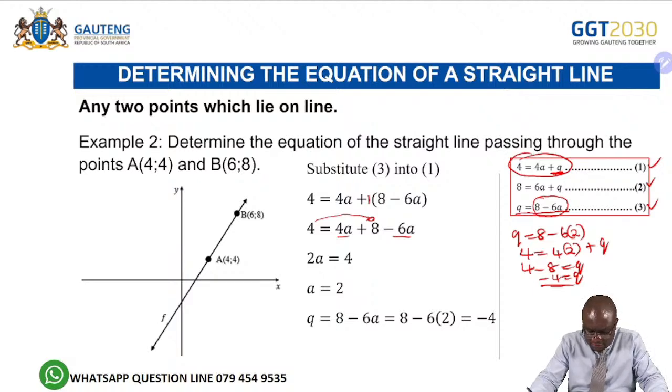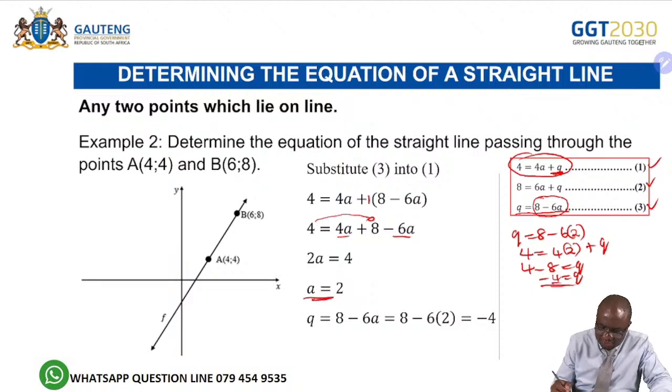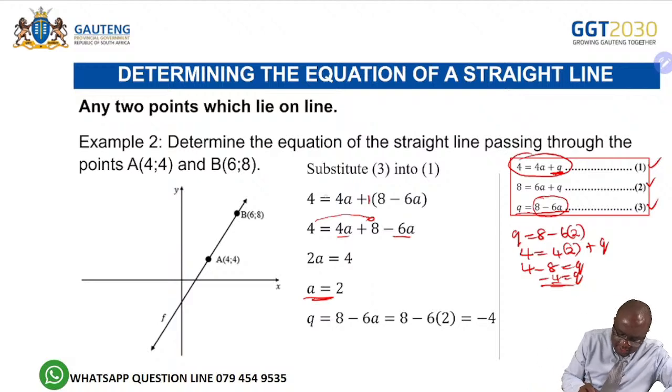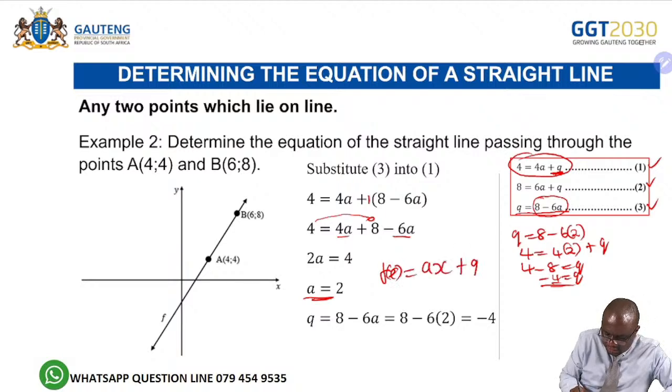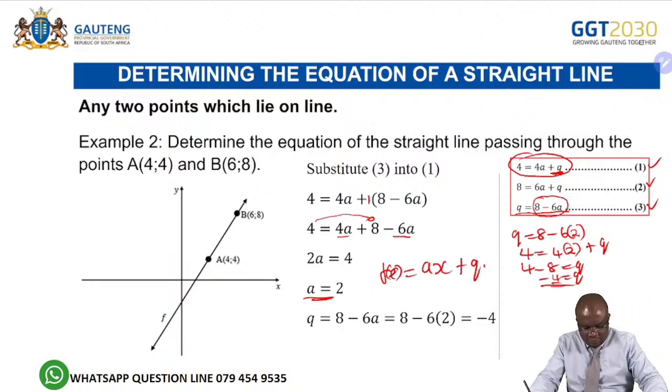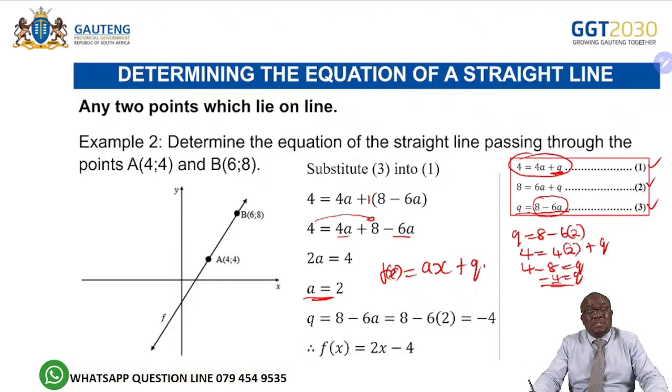Right. Now we're done. So let's write the equation. We have our a, we have our q. What is the equation? Remember, our equation is, let me write it here, f of x is equal to ax plus q. So a is 2, and then q is negative 4. So the equation is going to be f of x is equal to 2x minus 4.